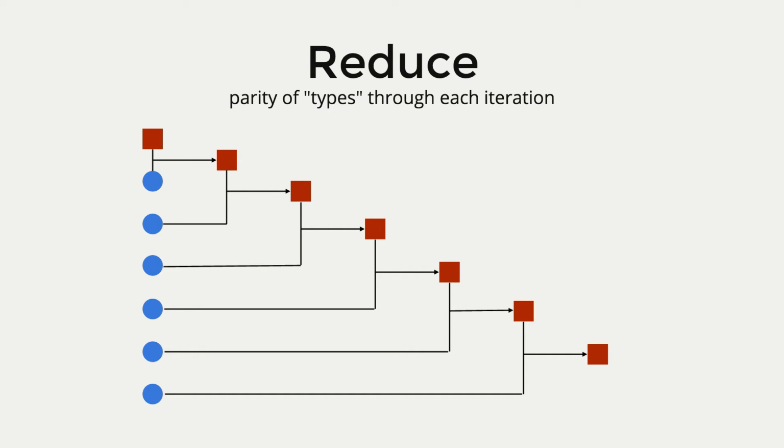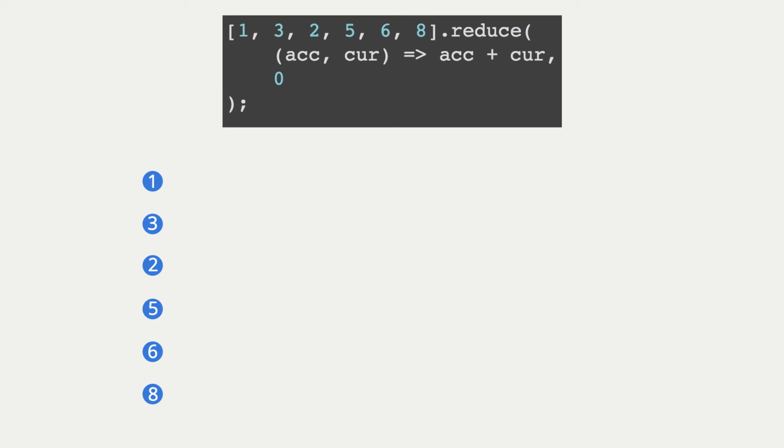So I know that's very abstract. Let's take that with some numbers. Let's just look at the sum again, right? So here we have an array of numbers, 1, 3, 2, 5, 6, 8, and the thing we want out is a number, okay? So we're going to seed that with a number. That's this right here.